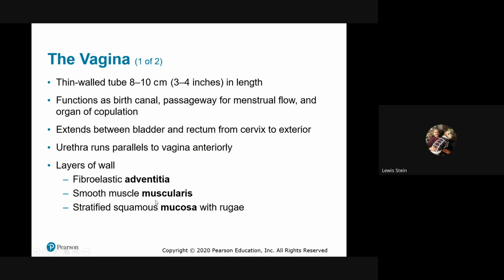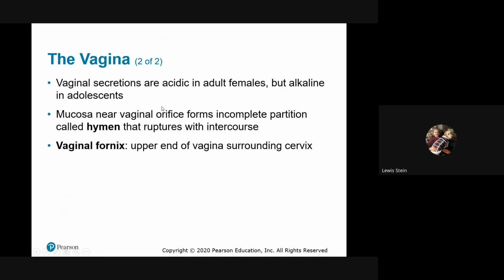And then you have relatively smooth muscle in the muscularis. And again, once you make the change here, it's simple columnar in the uterus. Now, as we're heading toward the exterior, so to speak, we make this transition to stratified squamous non-keratinizing. Okay. And then rugae are there. There's a ridged aspect to it as well. The secretions are acidic in the adult female. That's something we go into a lot.